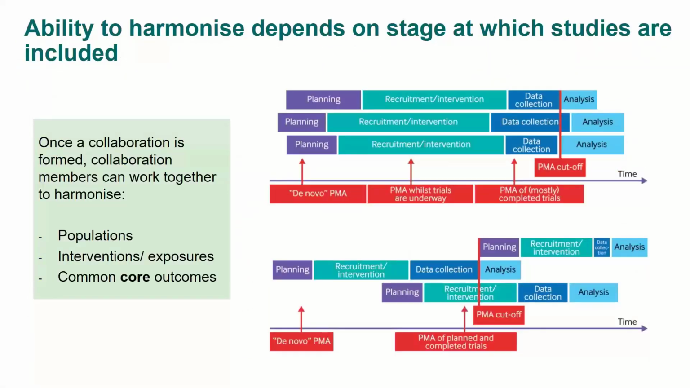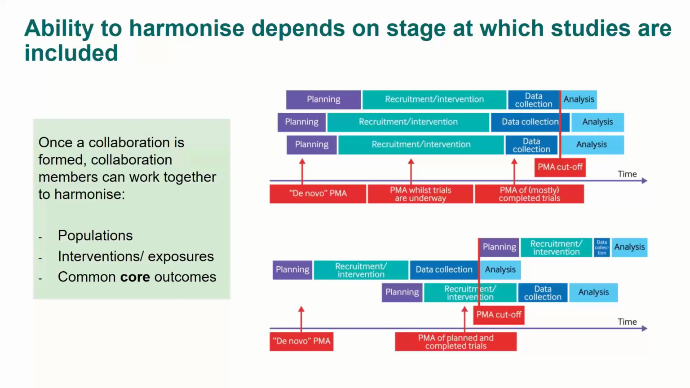The ability to harmonise, of course, depends on the stage at which studies are included. So either very early on at the top, in the top diagram, if all studies are included in their planning stage, that will be a de novo PMA. And those PMA often have studies within that often have very similar protocols and sometimes even follow the same protocols. Or if you have a PMA of mostly completed trials, you may be able to have some harmonization of outcomes or add a few core outcomes, but not so much.